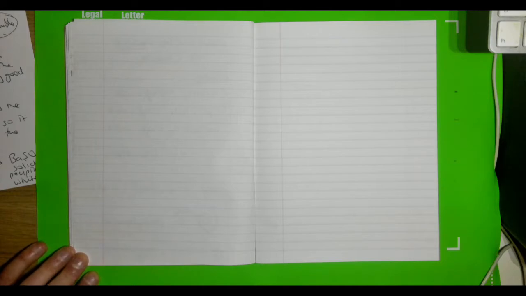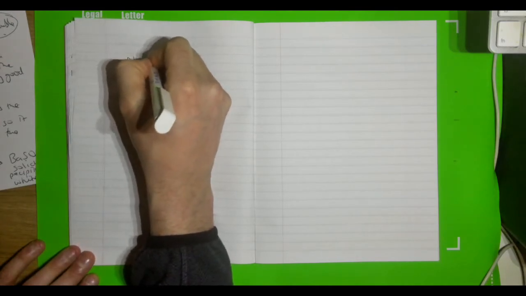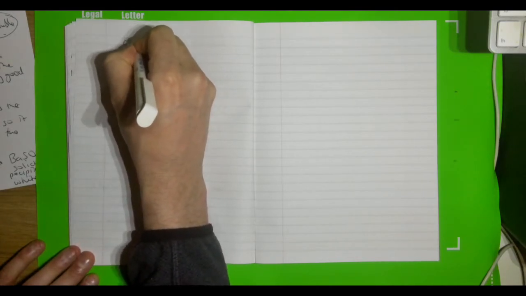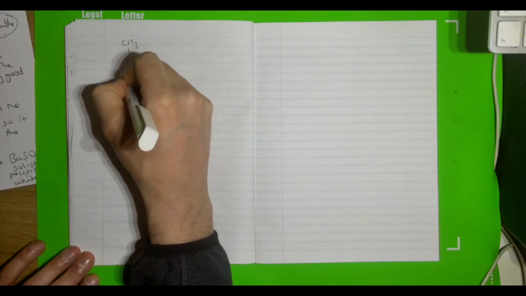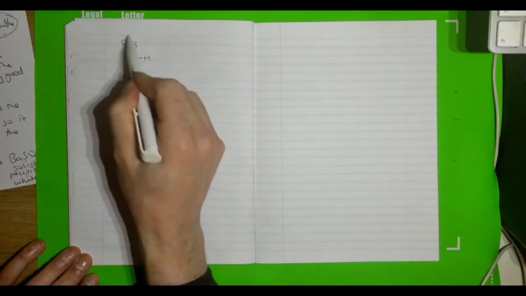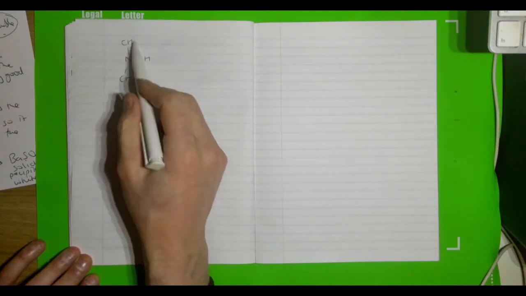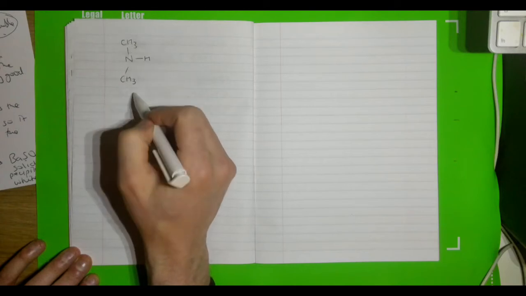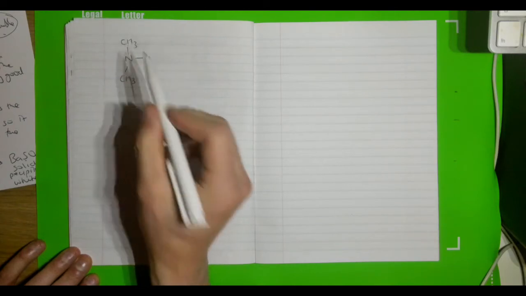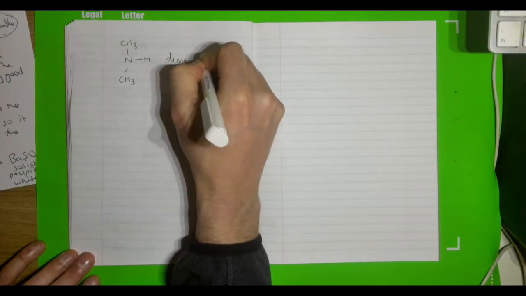So, the next one that we're going to look at is a secondary amine. So, we've got this chemical formula here. Now, we know this is a secondary amine because there's 2 R groups. And these R groups are the same. They're both methyl groups. There's 2 of them. So it's dimethylamine.